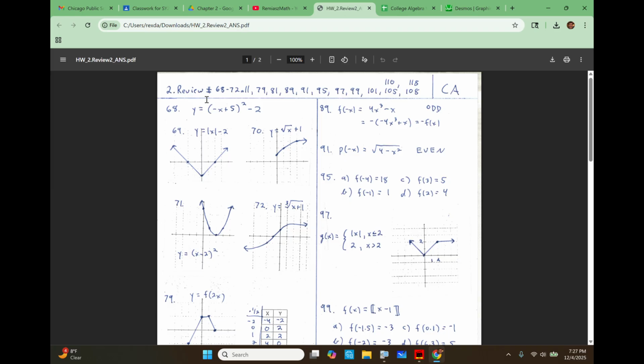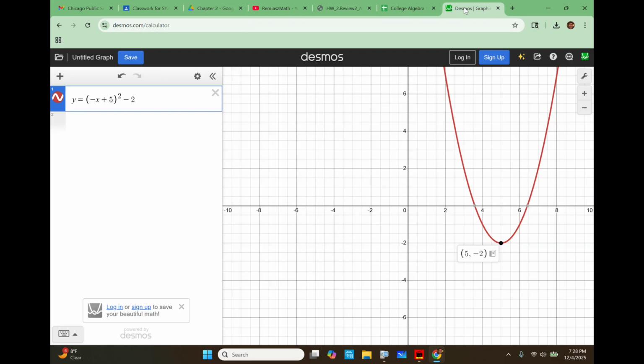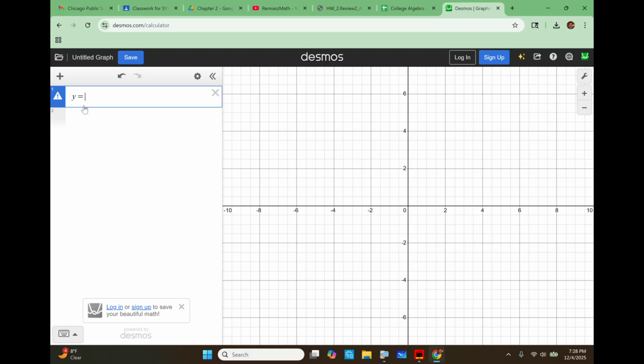Okay, 69. So we're going to use translations here and everything. Absolute value of x is my V, and then when I do minus 2, oh shoot, not on the inside, sorry. Absolute value of x, minus 2, it's going to go down 2 units.